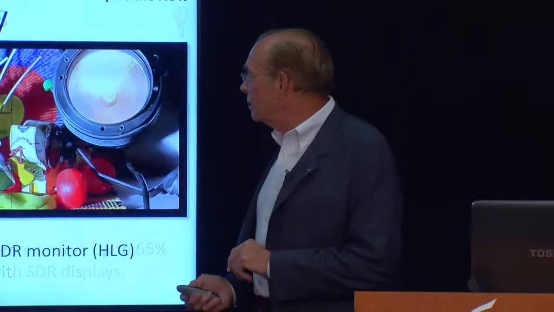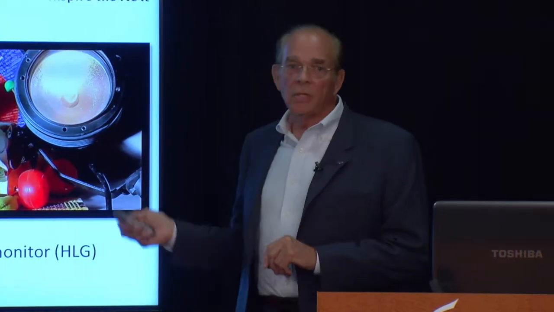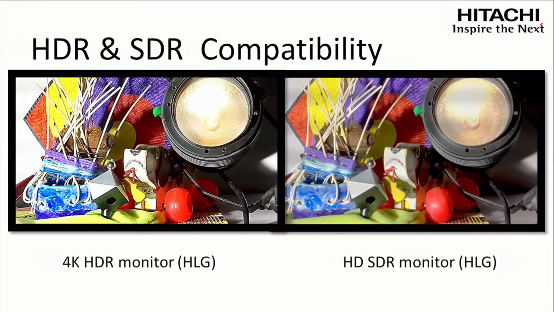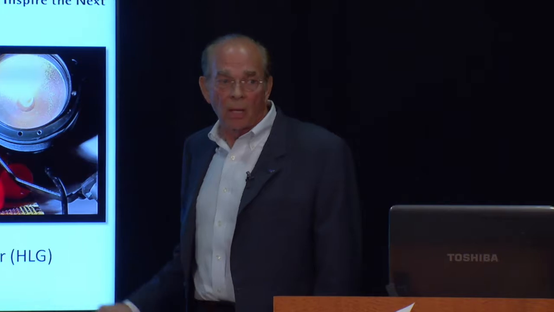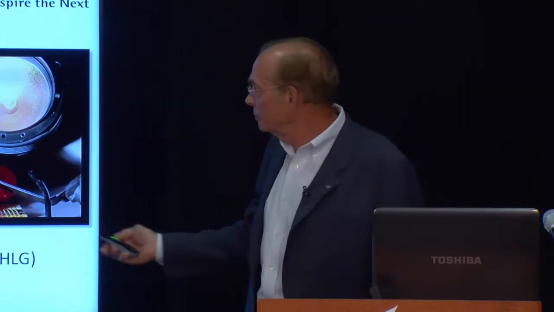Now I'll show you what that means. This is a $30,000 4K HDR monitor on the left, a $5,000 HD SDR monitor on the right. Could you watch either picture? Yeah. Is this one a little better, maybe a little bit better color? Yeah, $25,000 better. But the picture is acceptable on either side, and this is a hybrid log gamma curve that is very near full brightness.